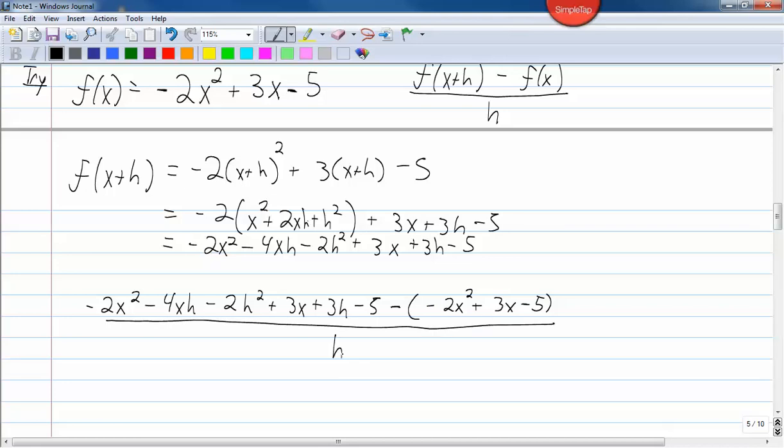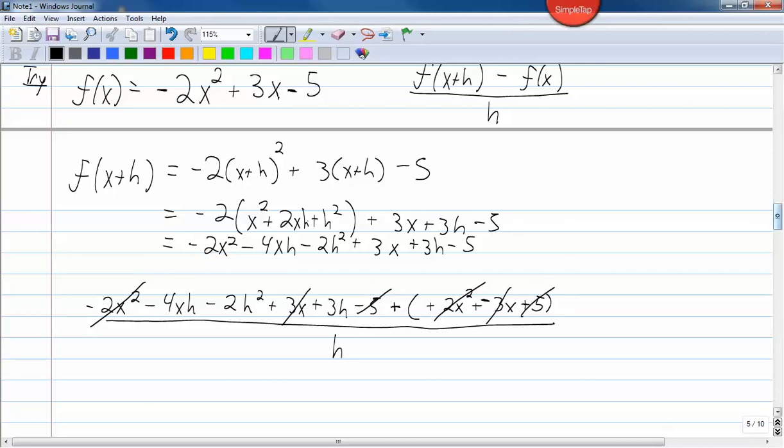Alright, so now distribute the negative 1 that's on the outside to everything on the inside. When you do that, that's going to make this a plus, it's going to make this a minus, it's going to make this a plus. After you've distributed that negative 1 to everything, now this is where stuff should cancel out. So I have a negative 2x squared and a positive 2x squared. I have a plus 3x and a minus 3x. I have a minus 5 and a plus 5.